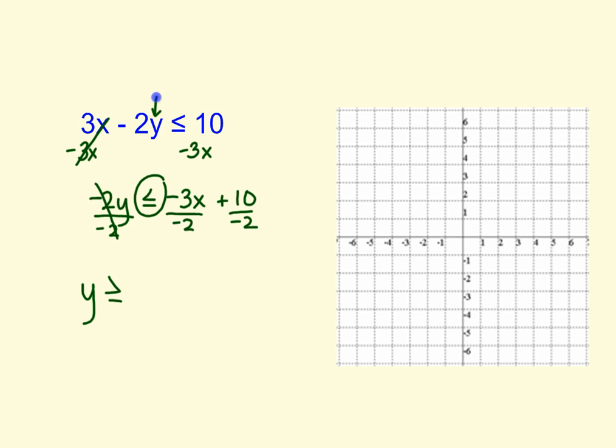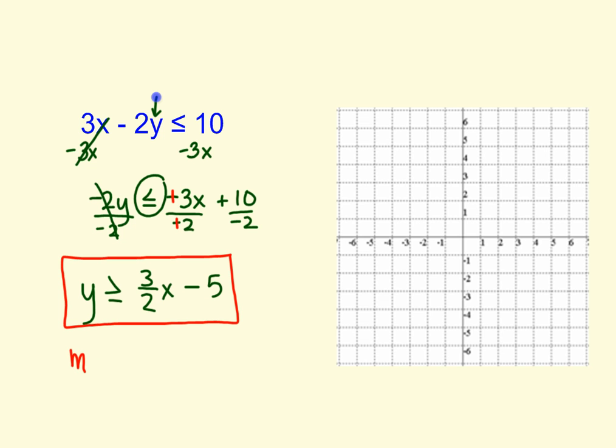Now we have a negative 3x over a negative 2. Remember, a negative divided by a negative becomes a positive. So we have a positive 3/2 x. And then 10 divided by negative 2 is negative 5. Alright, so that is solved for y, ready to graph, but let's identify our information before we graph it.